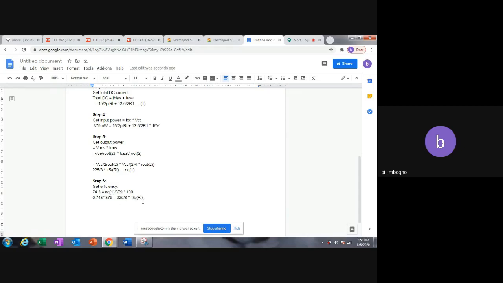So now we can get the value of RL. How? First of all, we multiply. So here we're going to have times 8 over 225. And then we're left with 15 over RL. And then now we can get the value of RL. Okay, let me punch it into the calculator one second.